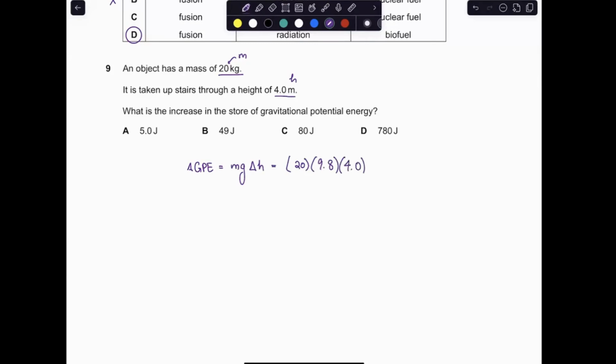We can even actually go with 10. If we go with 10, we'd get 800. So 9.8 into 4 into 20, that's 784. And if we just round it to the nearest 10, we would get 780.